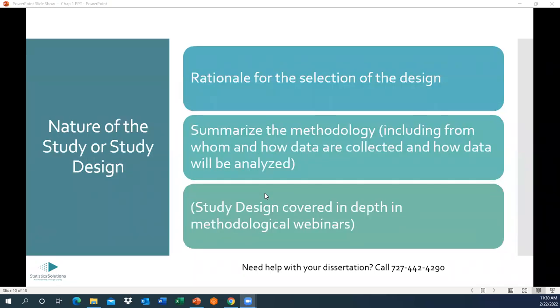Okay, nature of the study or study design. Again, sometimes there's a bit of methodology in chapter 1. And again, this is not a methodological seminar, or sorry, webinar.